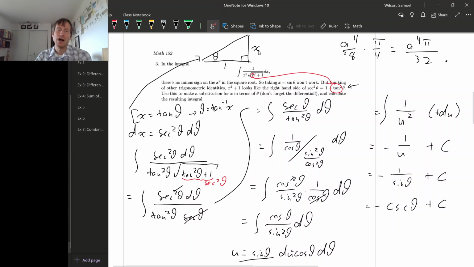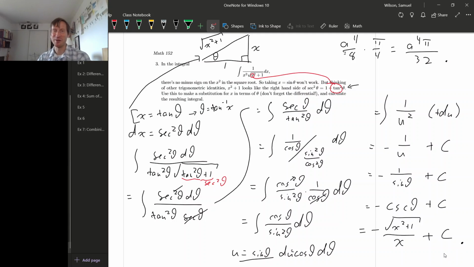Good. We can find the hypotenuse using the Pythagorean theorem. So that's the square root of x squared plus 1 squared, but 1 squared is 1. And now we can use this triangle to figure out any trig function of theta. In particular, we can use it to figure out cosecant. So cosecant is the hypotenuse over the opposite. So we get square root of x squared plus 1 over x plus a constant. And now finally we're back to the original variable.